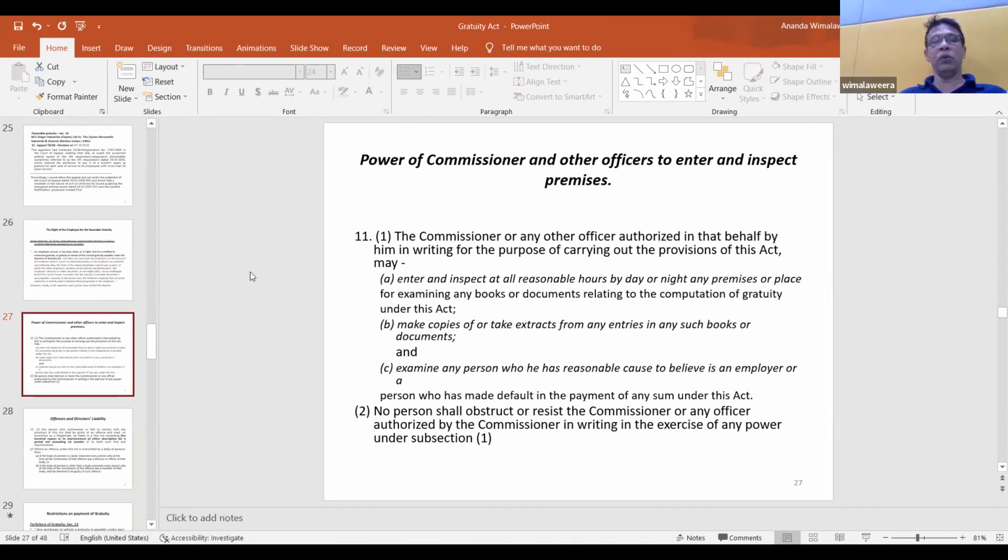Right. Now, another subtopic: power of the commissioner and other officers to enter and inspect premises, work premises.